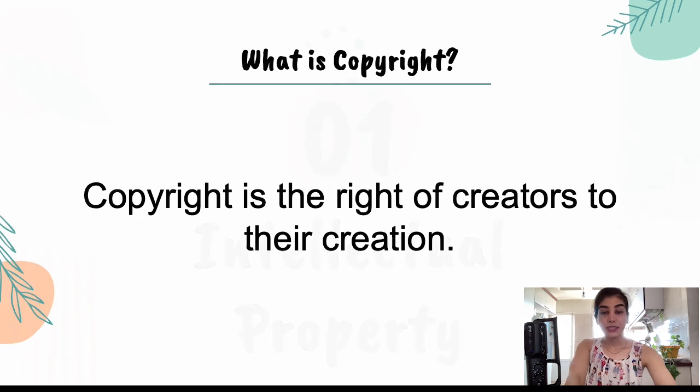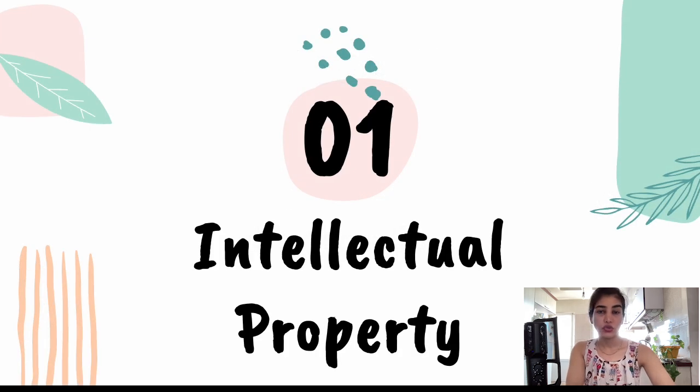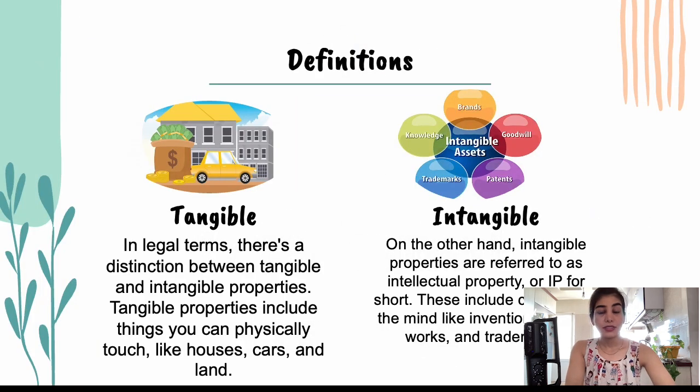Number one, intellectual property. What is intellectual property? First, let's get into the definition. We divide properties into two categories: tangible and intangible properties. Tangible properties are the things that you can touch. For example, your car, your house, your land, the stuff you're using every day, that you can touch and they're worth money.